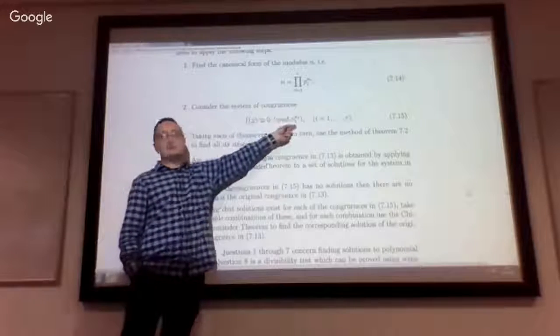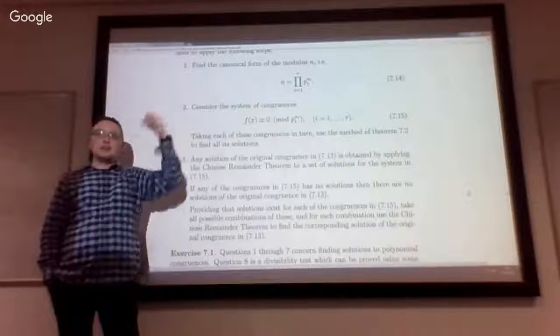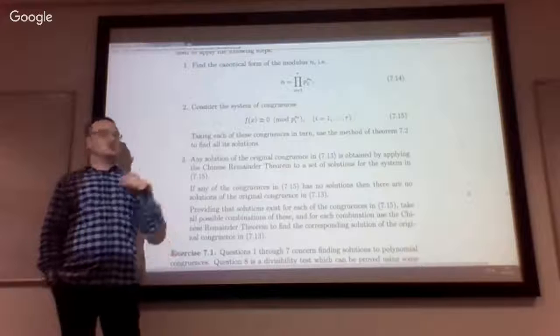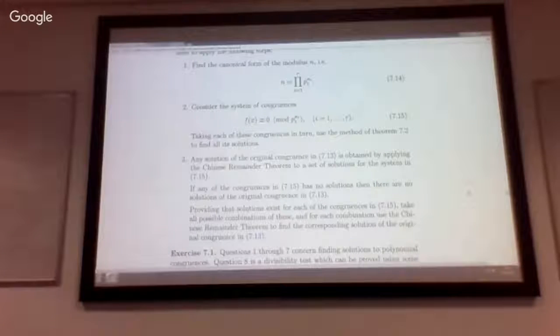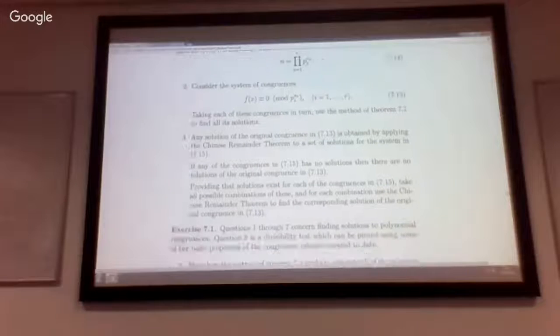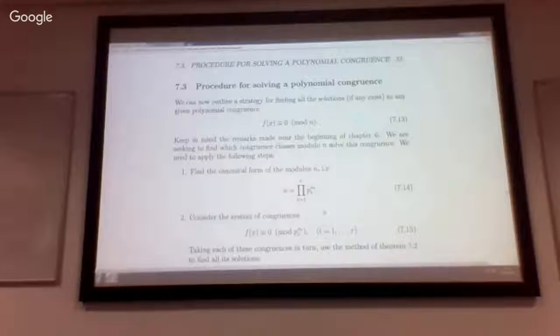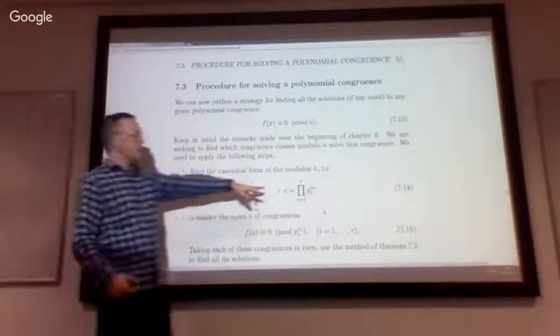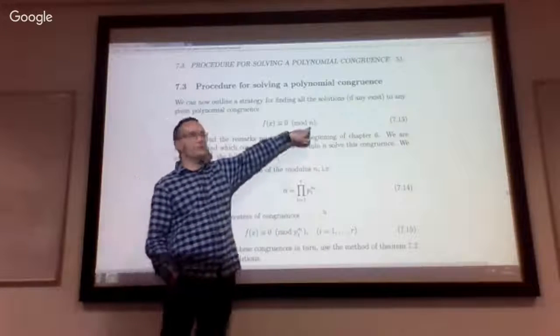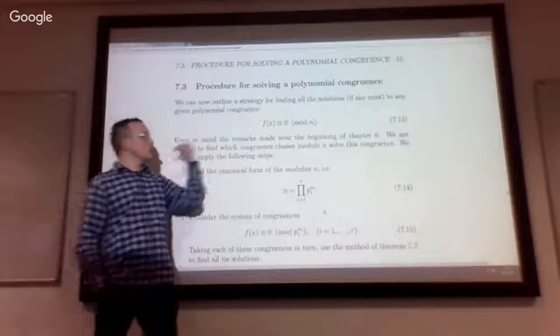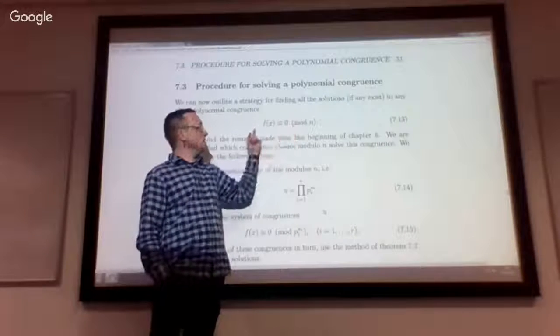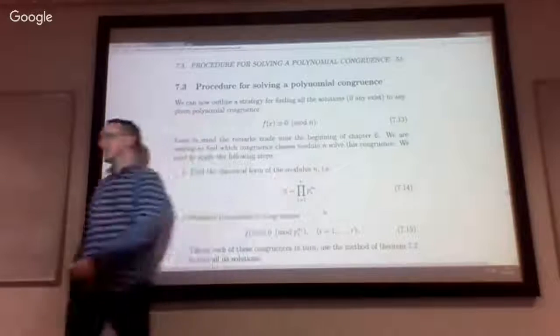So once we've solved all of these problems here, we'll be able to take a selection of the solutions, one solution from each one, and then apply the Chinese remainder theorem. The Chinese remainder theorem will give us a unique congruence class modulo the product of all the prime powers, i.e. modulo the original modulus n.